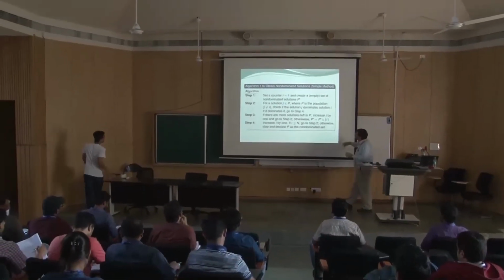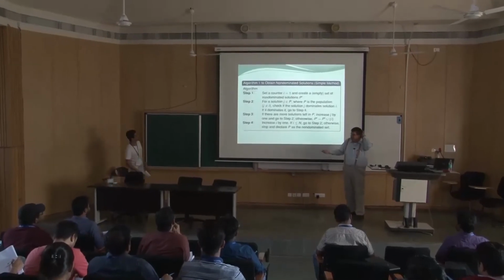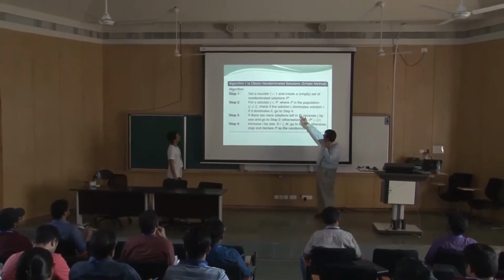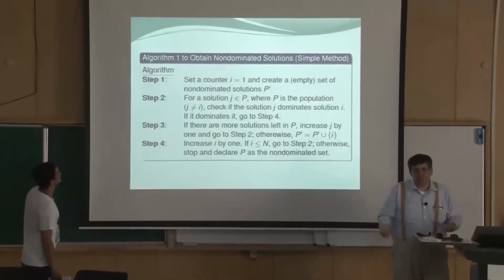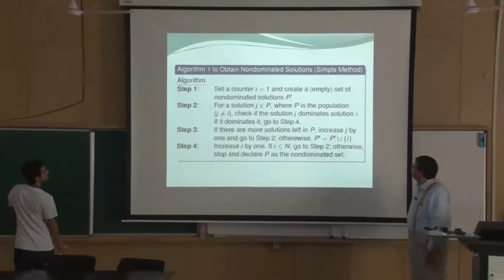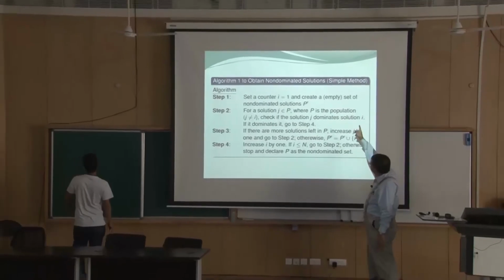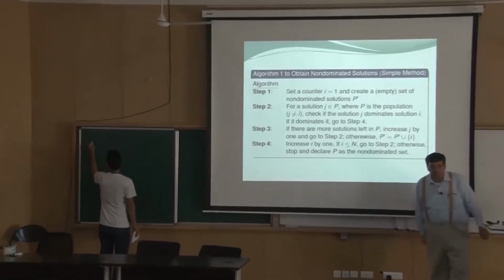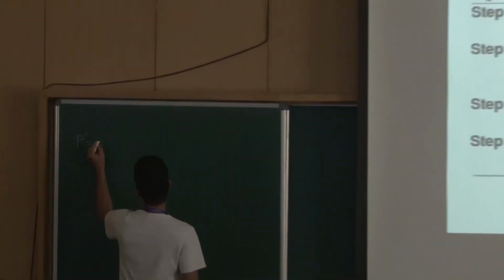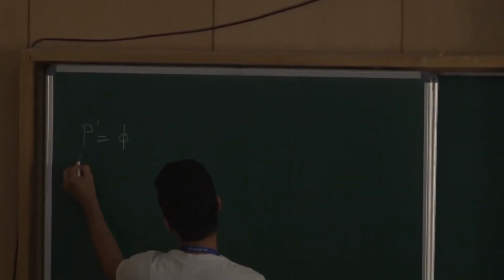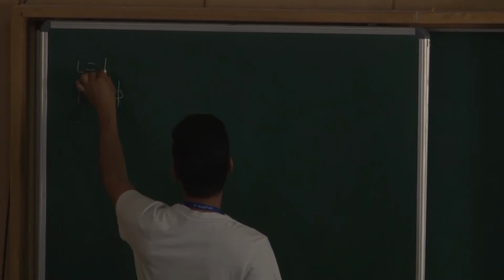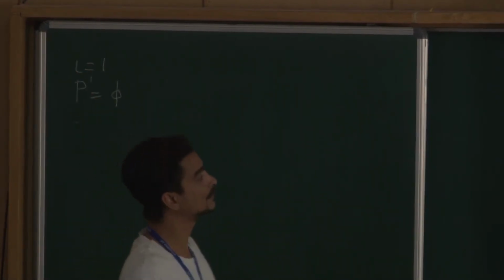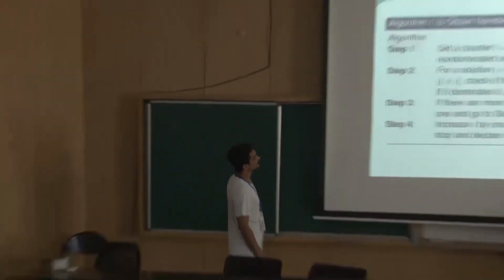So algorithm number 1 is very, very easy. First step is we set a counter, I, which starts in 1. So I is equal to 1. This is step 1 of the algorithm. And we are going to create an empty set of non-dominated solutions, P prime. P prime at the beginning has no solution, so you can put the curly brackets and it's empty inside. Of course, P prime will contain the solutions at the end, right?